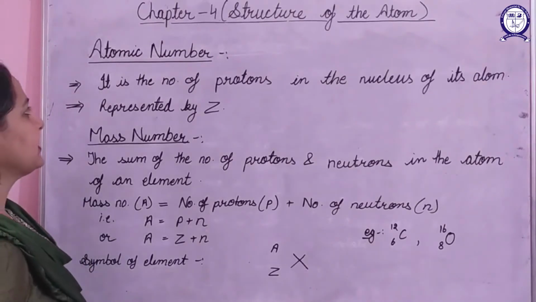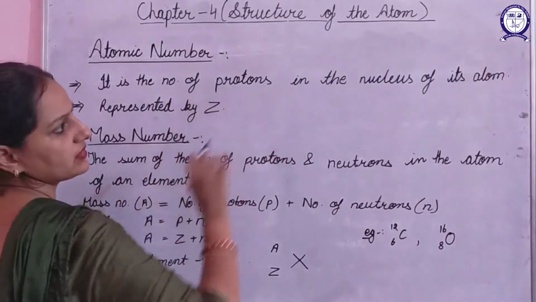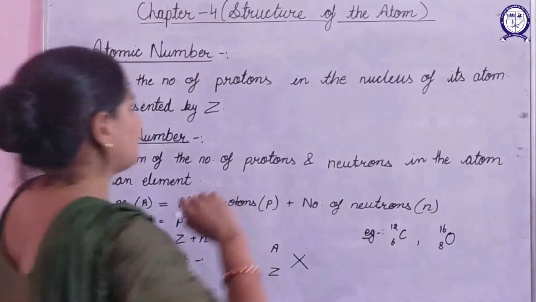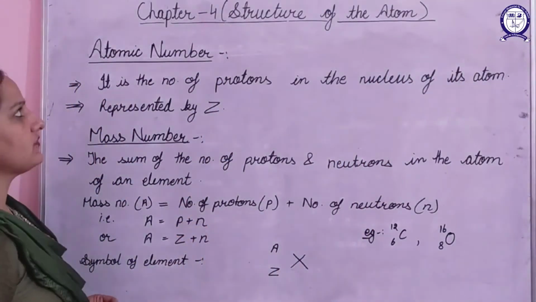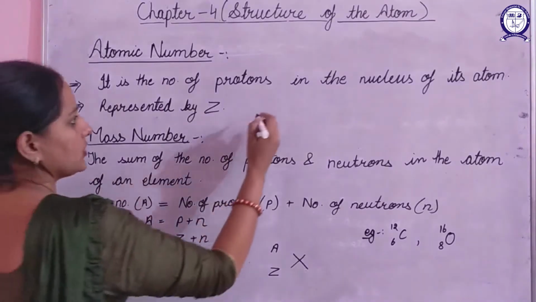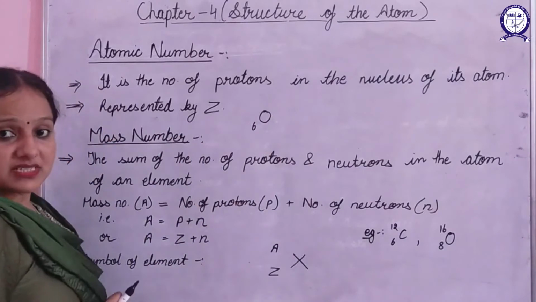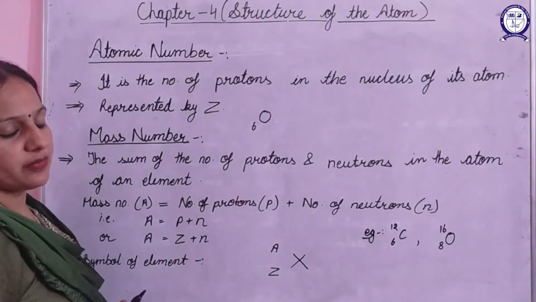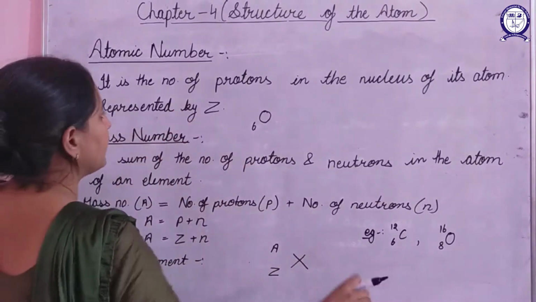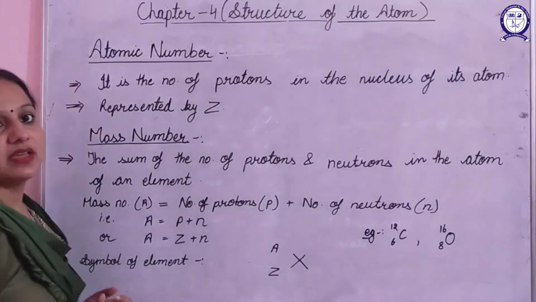Next is atomic number. Atomic number is basically the number of protons in the nucleus of an atom. In an atom, the number of protons present will specify its atomic number. For example, if we talk about an oxygen atom, oxygen has 8 protons, so its atomic number will also be 8. We can represent atomic number by the letter Z. That means Z will represent its atomic number.